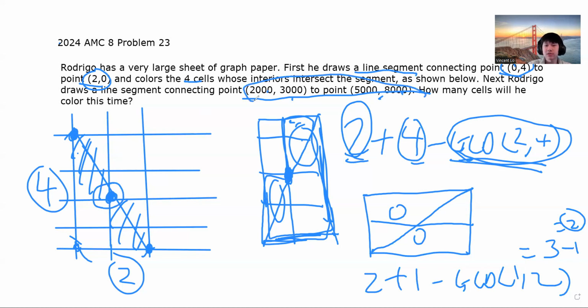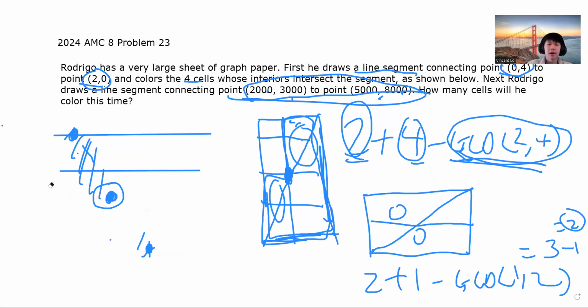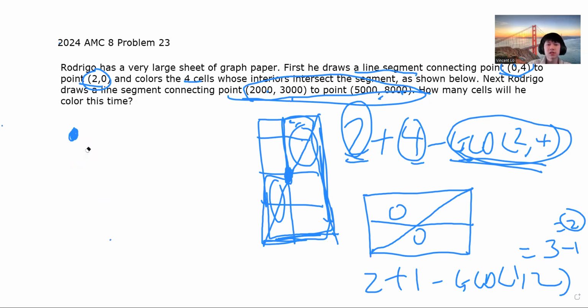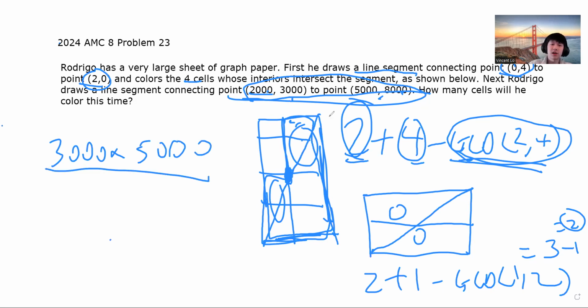Now we can use that formula to attack this problem, (2,000, 3,000) to (5,000, 8,000). As I said before, instead of caring about the coordinates so much, we can care about the side lengths only. So (2,000, 3,000) to (5,000, 8,000), what is that? Well, 2,000 to 5,000 is 3,000. After that, 3,000 to 8,000 is 5,000. So now we want to find the number of cells to color this time in the 3,000 by 5,000 rectangle. And we can simply use the formula: 3,000 plus 5,000 subtracted by the GCD of 3,000 and 5,000.